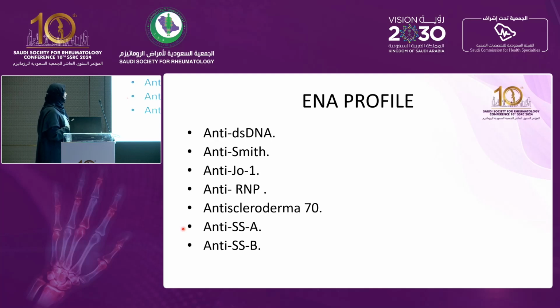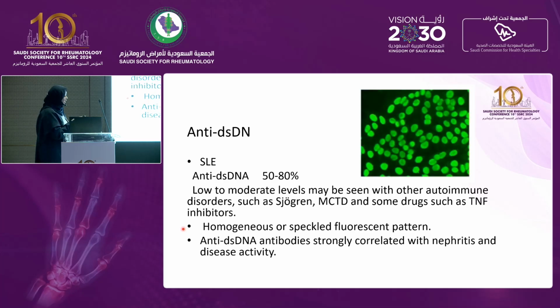concentration of this antibody. We have the ENA profile. Usually if you have a positive ANA, you request the ENA profile. The ENA profile includes anti-double strand, anti-Smith, anti-Jo, anti-RNP, anti-Scl-70, anti-SSA and SSB, and each one of them has a certain character and a certain association with a certain disease.